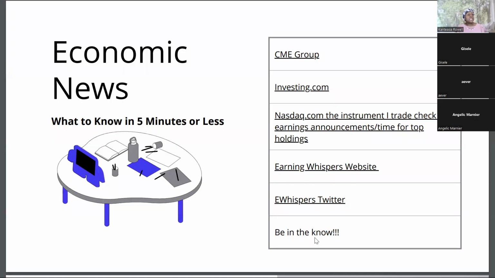So definitely stay in the know. Know about your company. You don't have to know about every single company, but definitely know the one in which you are investing in and or using as your investment vehicle.